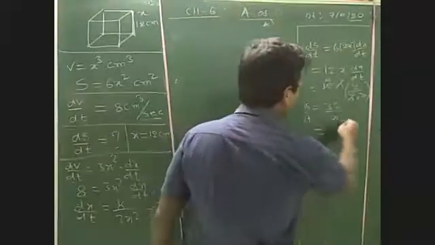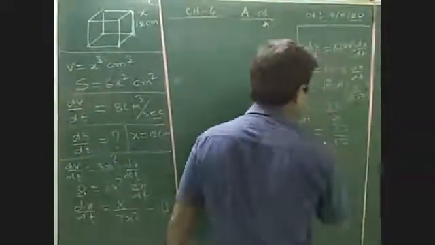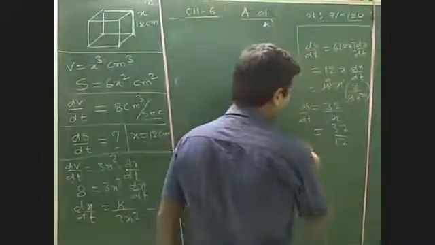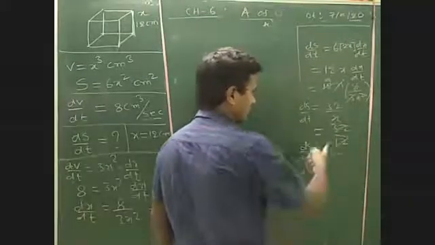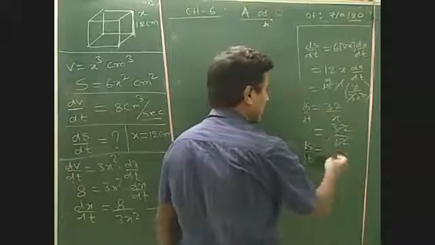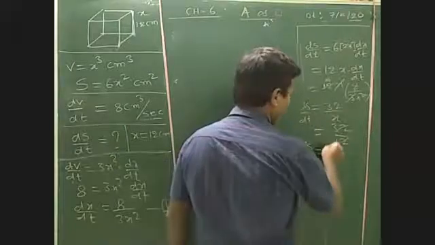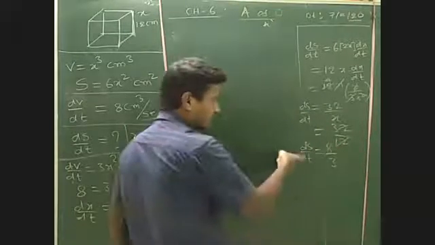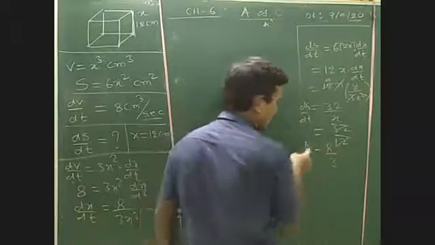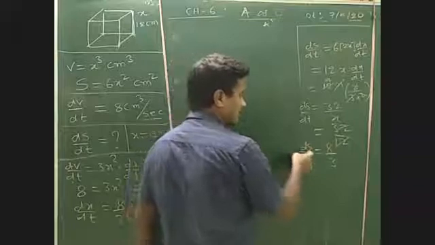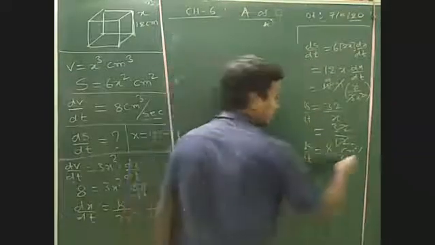What is x here? Clearly they have given x as 12, so 32 by 12. So dS by dt is equal to 8 by 3. How to write the units here? dS by dt means S is the surface area, centimeter square, and t is time in seconds.